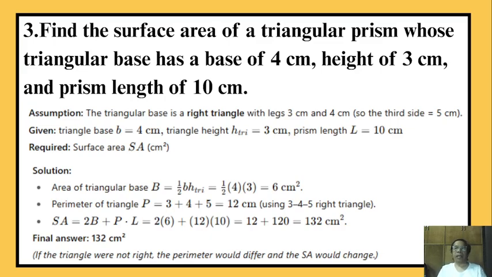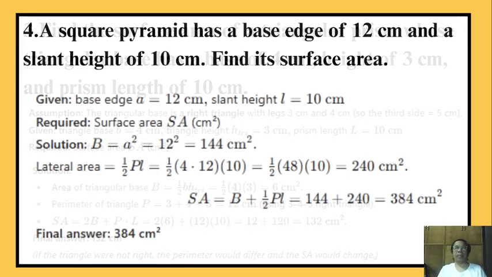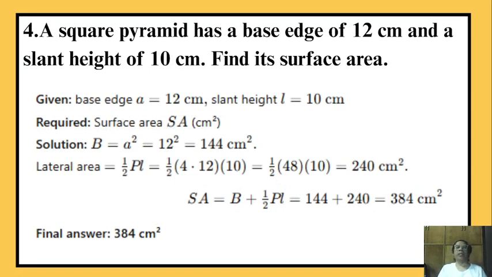Let's continue now with our practice problem number 4. A square pyramid has a base edge of 12 centimeters and a slant height of 10 centimeters. Find its surface area. So we're given a base edge a equal to 12 centimeters, slant height of 10 centimeters. So we are required to determine the surface area in terms of centimeters squared.